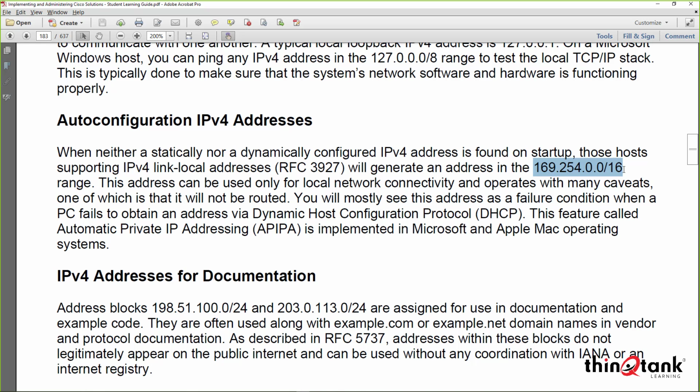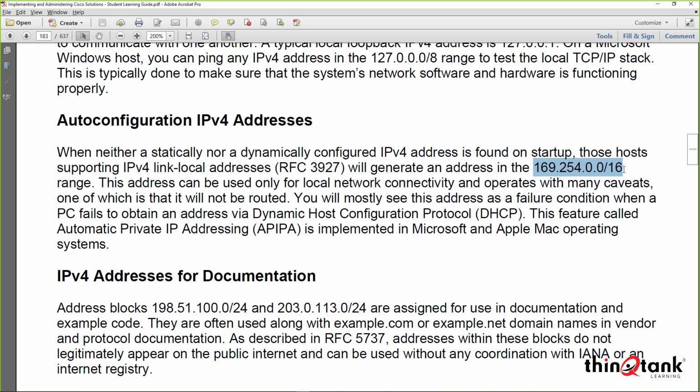So maybe I have a computer that doesn't have a hard drive. It has maybe some flash memory or some local memory. And so if it doesn't have a hard drive, it most likely doesn't have an operating system, but it has enough resources to be able to boot up, attach itself to a network, give itself a 169.254 address, and then go out and search for a network server that it can load an operating system from.